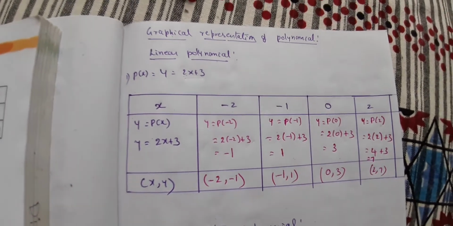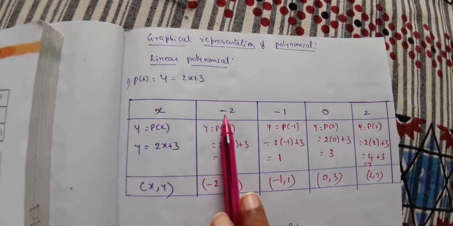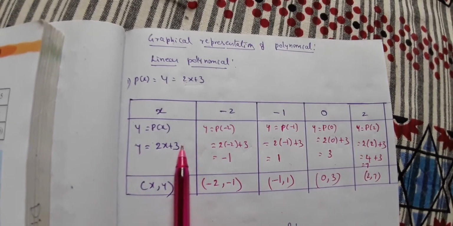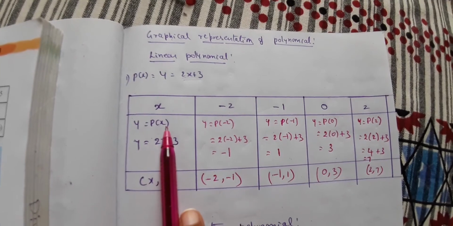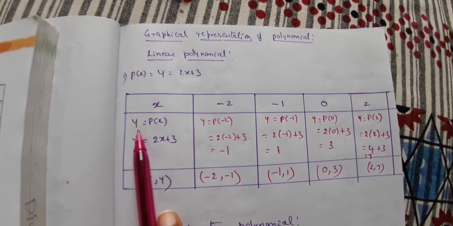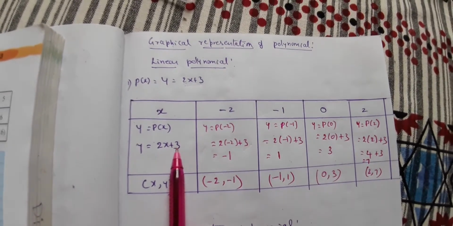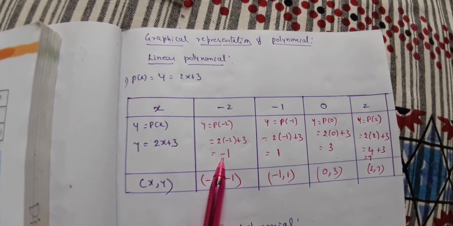Take x values, whichever you want to give. Here we are taking minus 2, minus 1, 0 and 2. Then in the next column you write down p(x) values. P(x) here we are going to take on the y axis, thus we are giving the name y. Y is equal to 2x plus 3, the polynomial value.